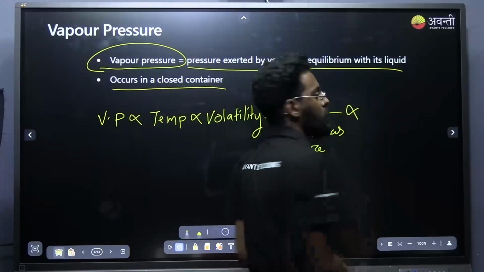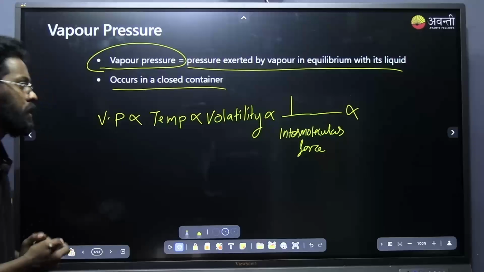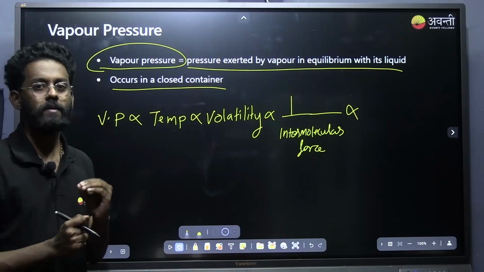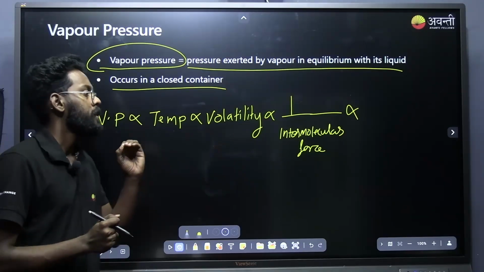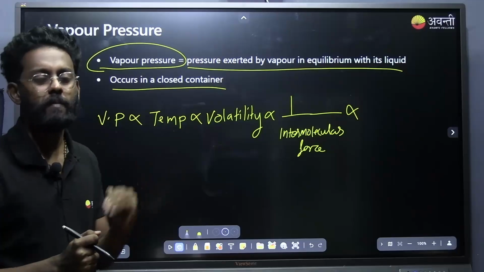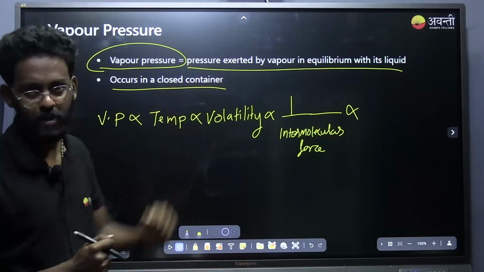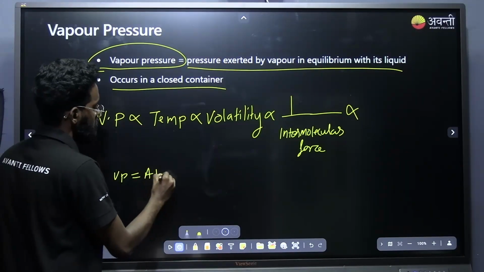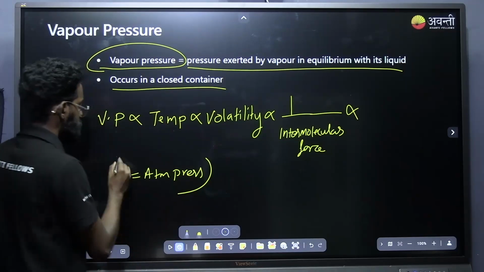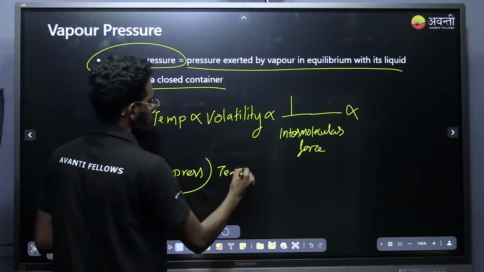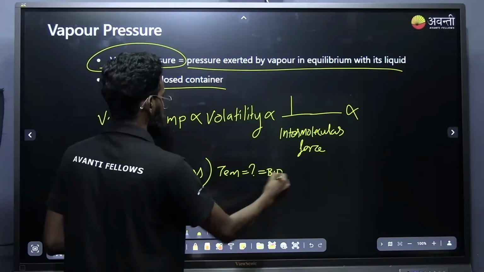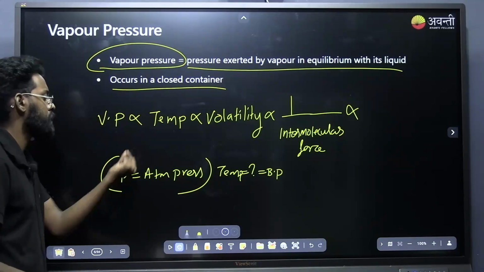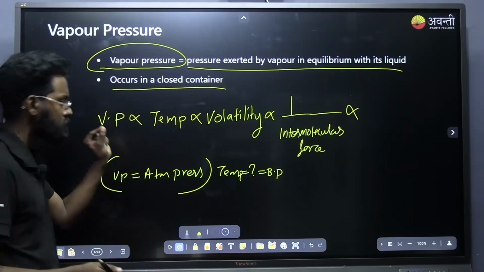And how is it related to boiling point? I hope all of you know the exact definition of boiling point. What is boiling point? It is the temperature at which the vapor pressure of a liquid becomes equal to the atmospheric pressure. That temperature is nothing but our boiling point. How much temperature is required for the vapor pressure of a liquid to become equal to the atmospheric pressure? That is the boiling point.